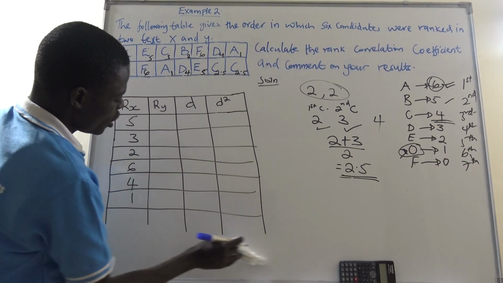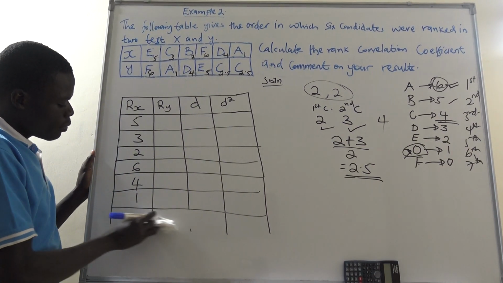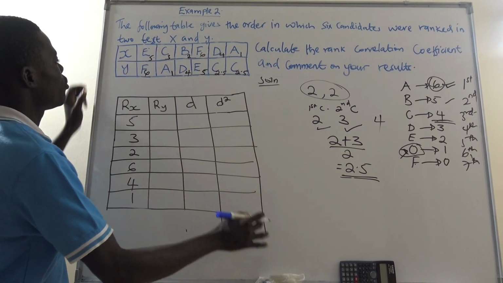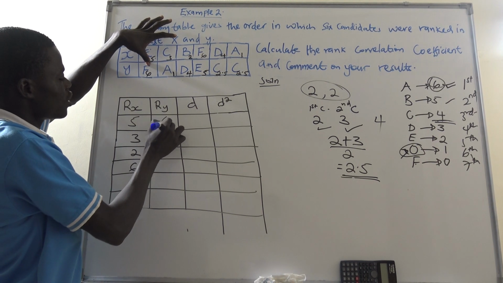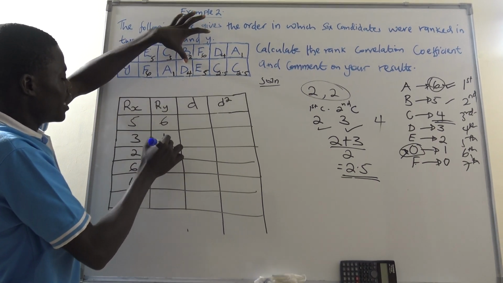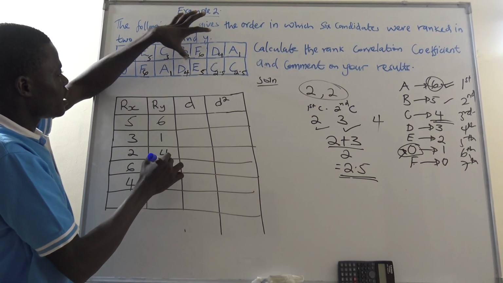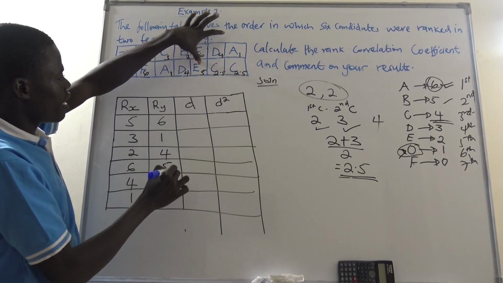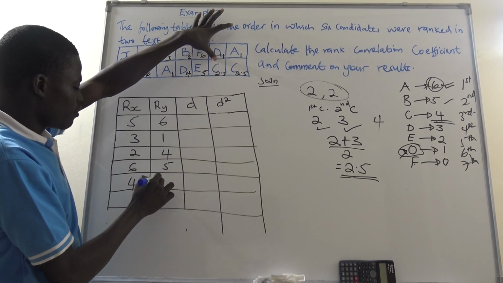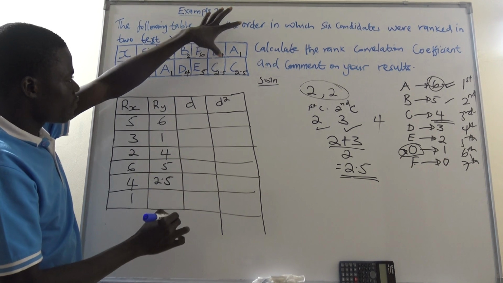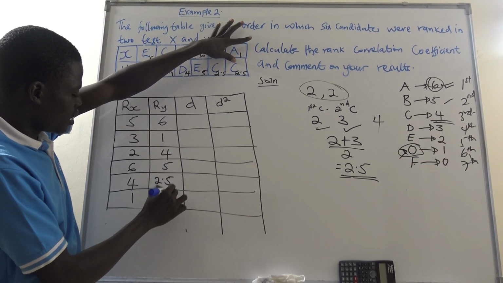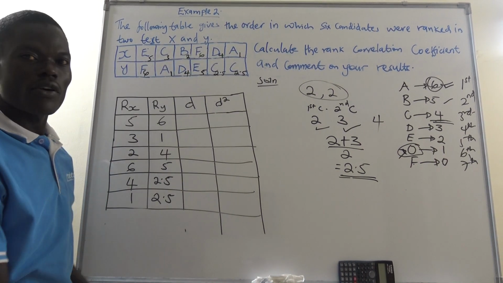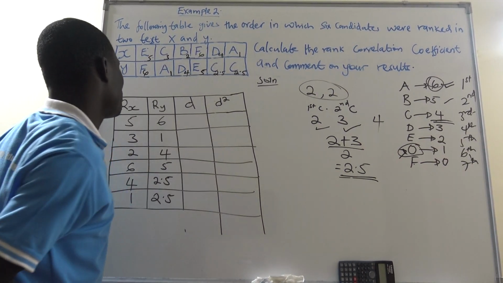Then after finishing that ranking for X, you come and put in the ranking for Y. That is 6 for F, 1 for A, 4 for D, 5 for E, then 2.5 for C, and C again 2.5. Then you go ahead and get the difference between the two.